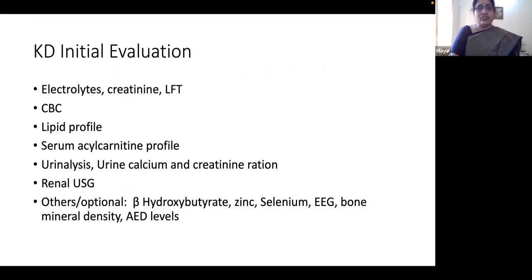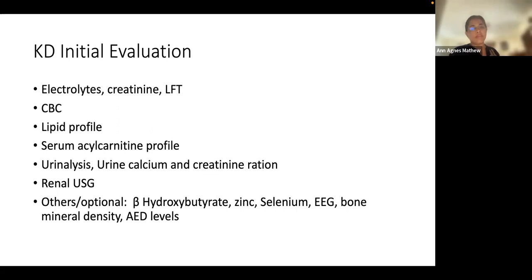KD initial evaluation, the pre-KD workup: the doctor would recommend all these investigations and get them reviewed, and then they would meet the dietitian to start the ketogenic diet. Some of the tests are compulsory and some are optional. One of the reasons we do this is that we have a baseline, and we keep comparing against that baseline. They do get dyselectrolytemia, they get hyponatremia, they do have dyslipidemias, and as we mentioned, a tendency for urinary nephrocalcinosis.